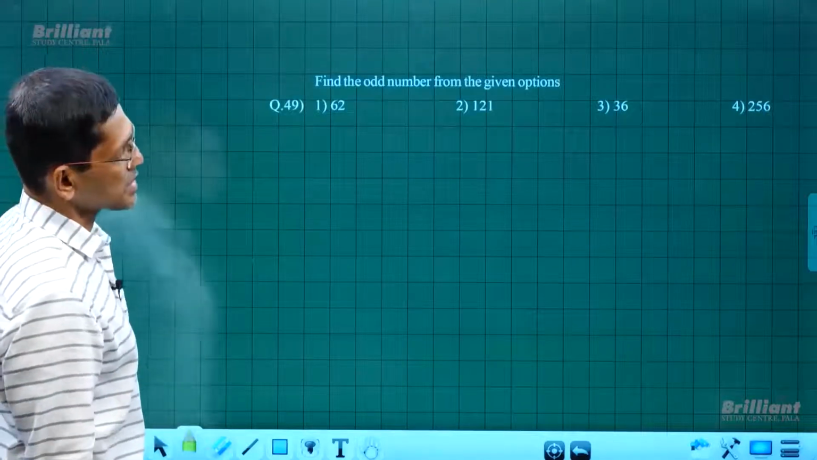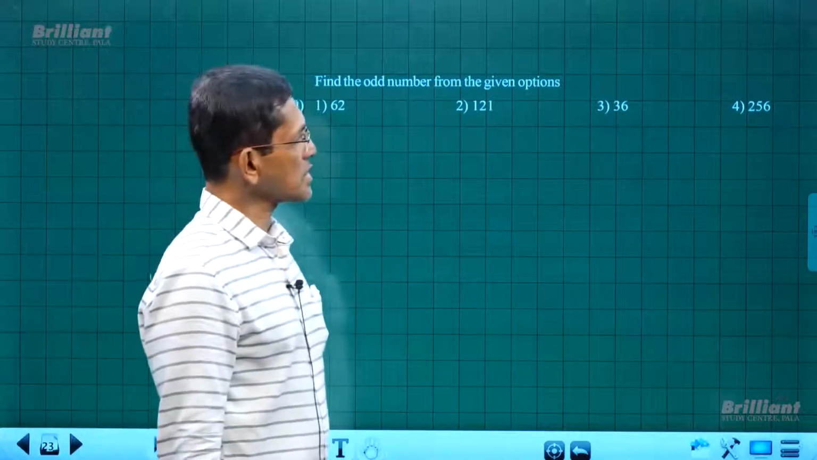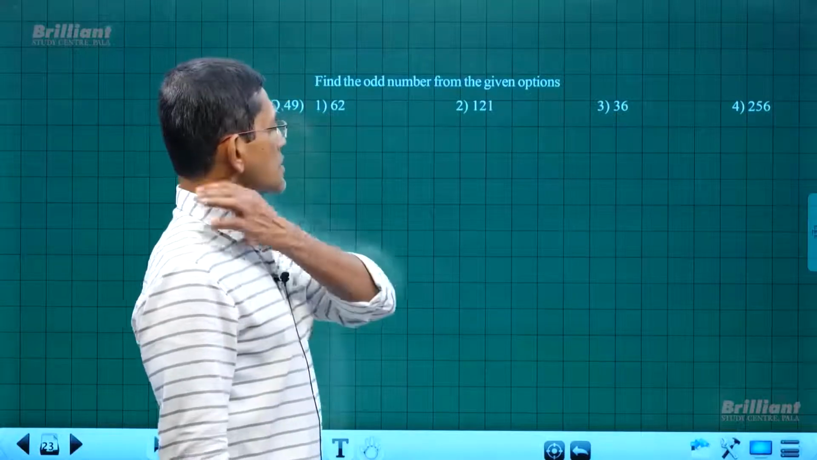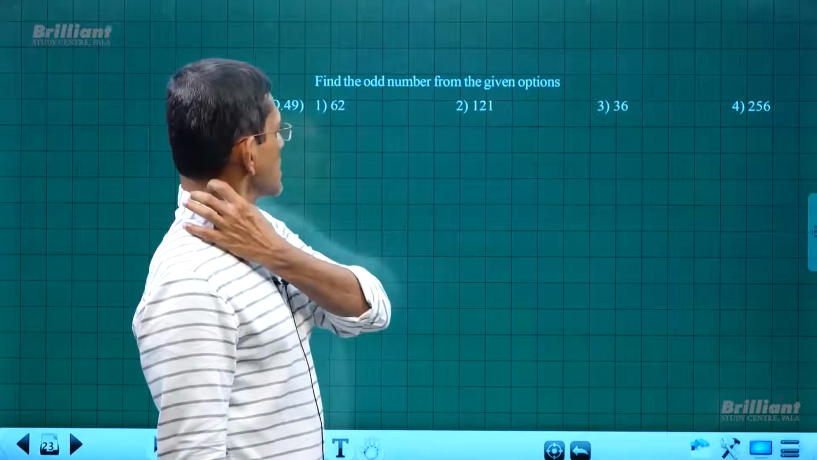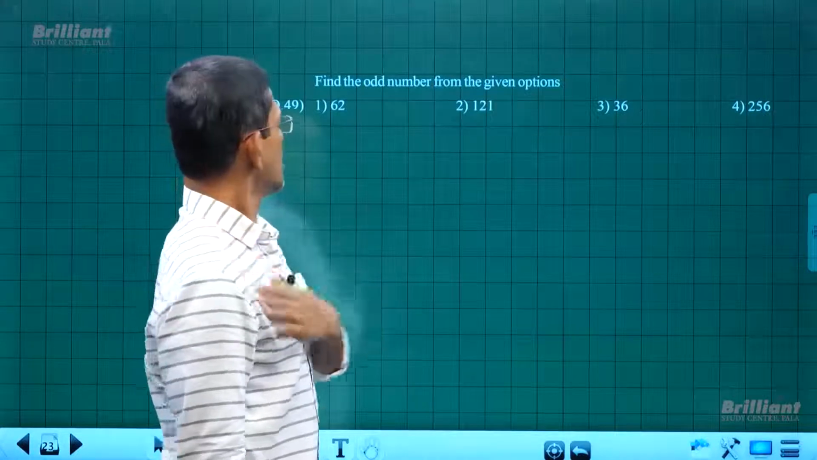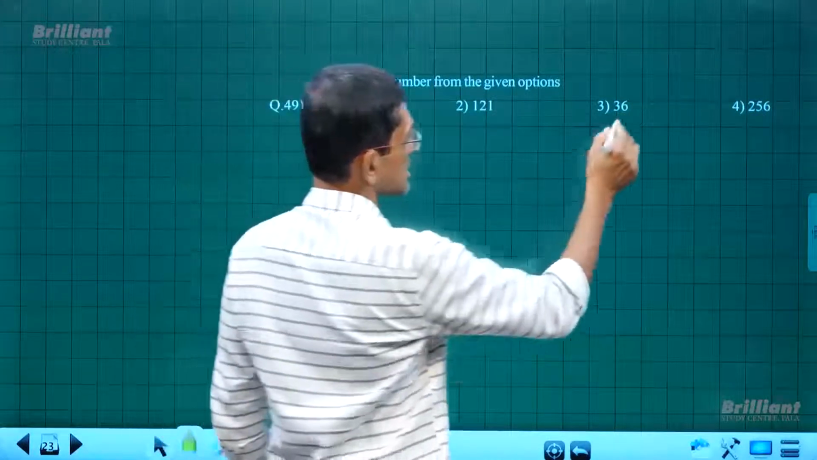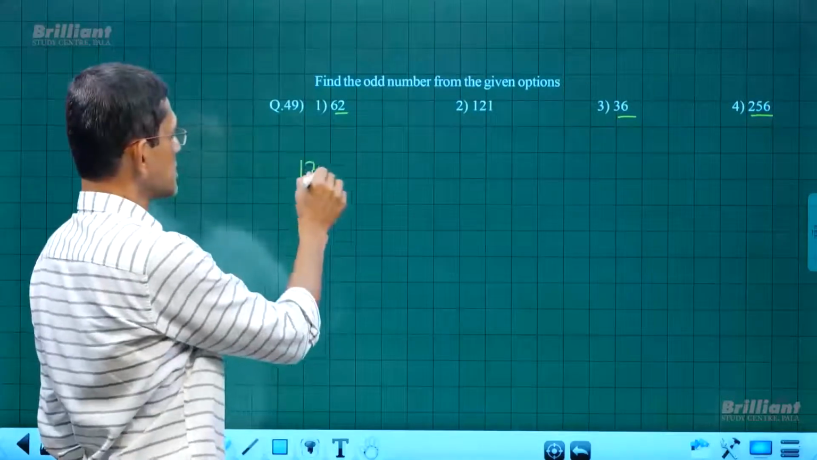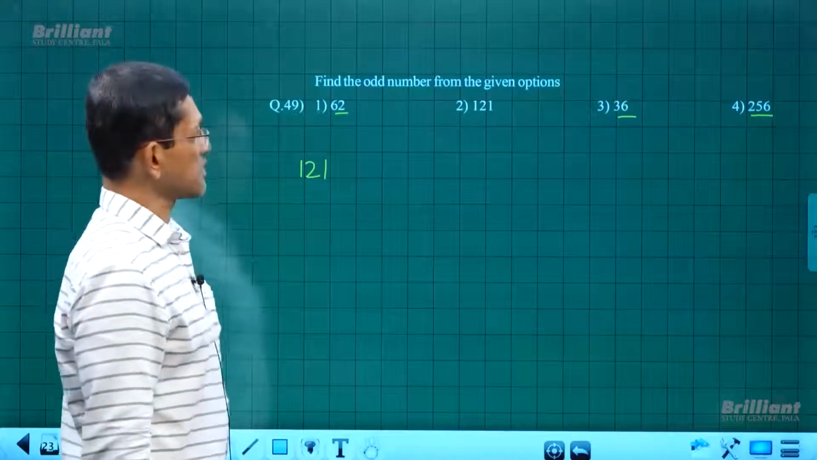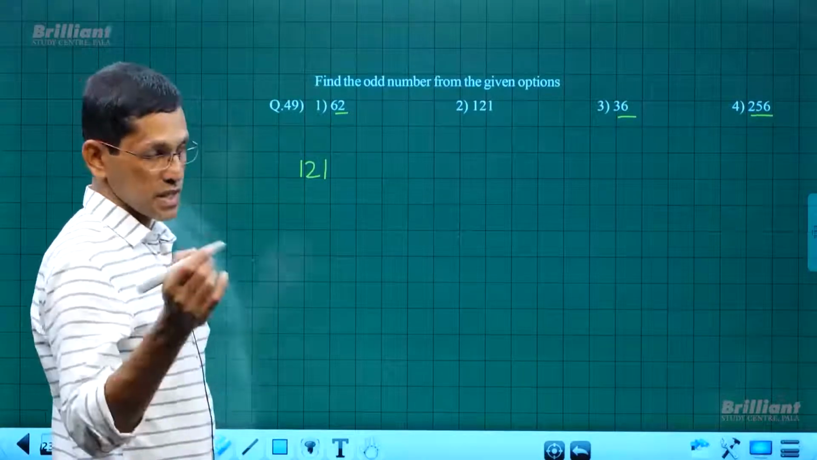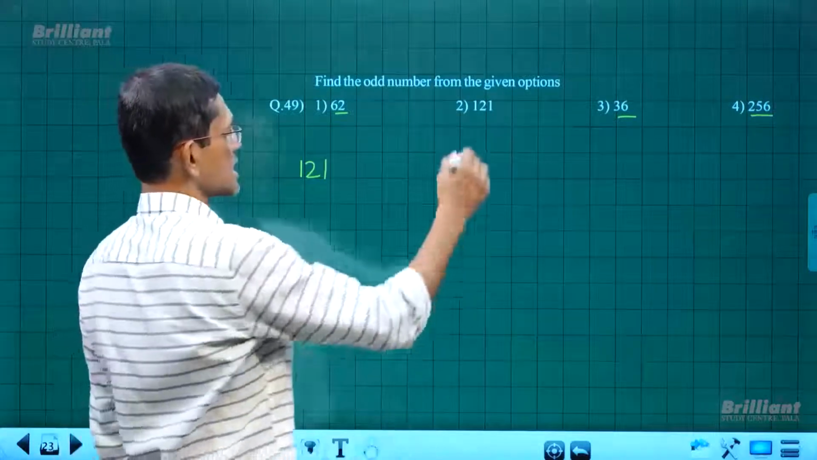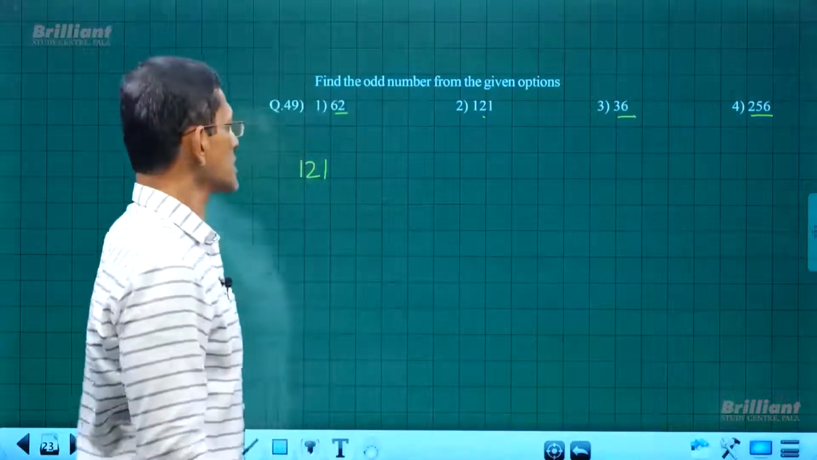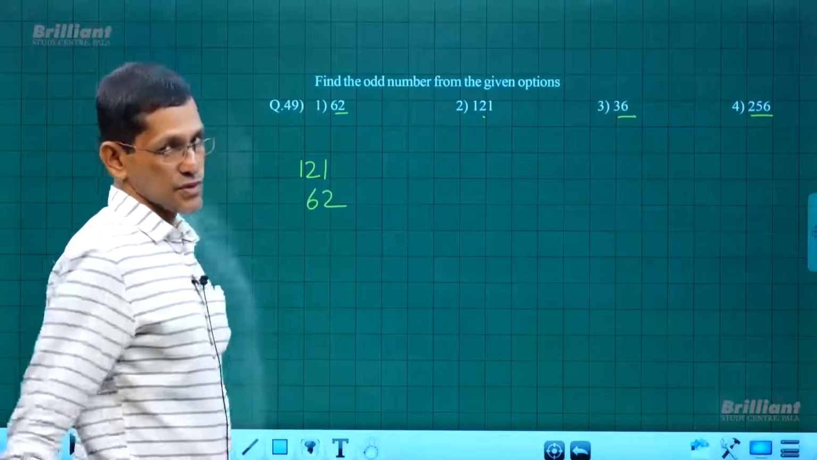Find the odd number from the given options. So 62, 121, 36 and 256. Well, this question is a bit confusing, seems like. 62 is an even number, 36 an even number, 256 an even number. So in that case, 121 can be a number which is different from the group. It can be an odd number. So 121 can be an answer. Or if you take it as 121 is a square, 36 is a square, 256 is a square, that means 62 can be the answer. There are 2 answers for this question.